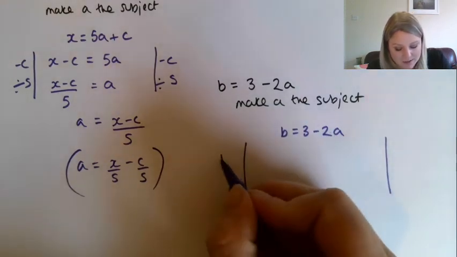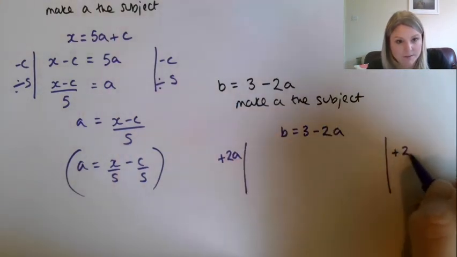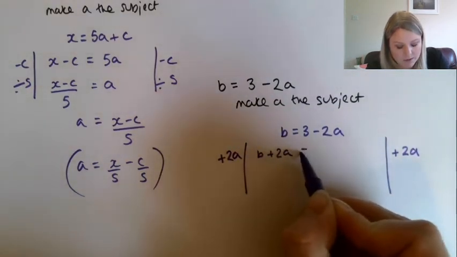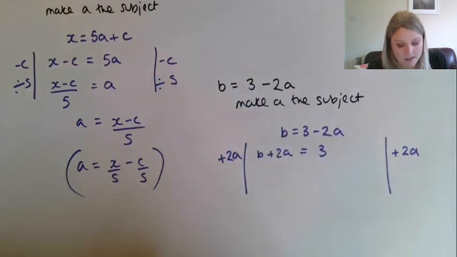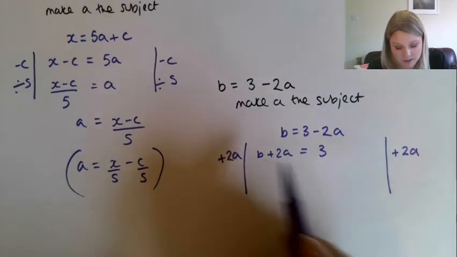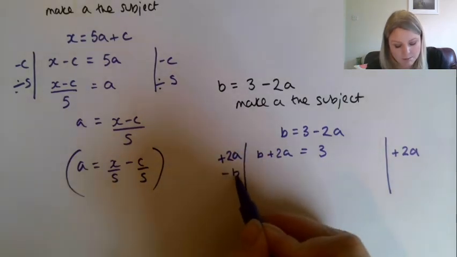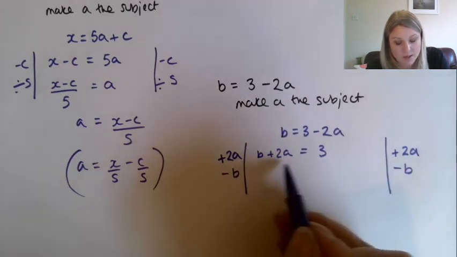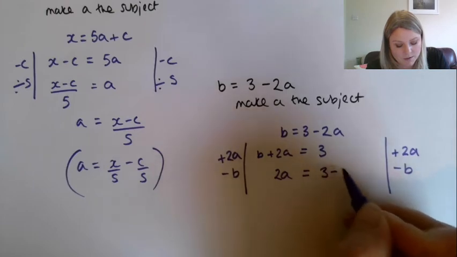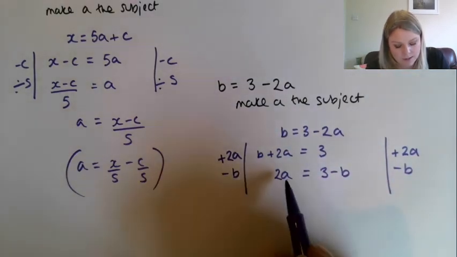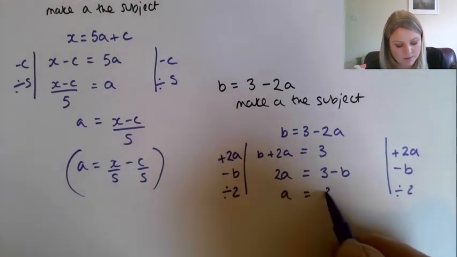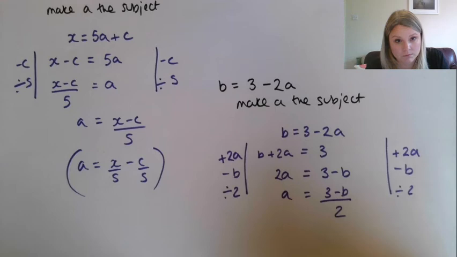So I would add 2a to both sides here, right? That's going to give me b plus 2a equals 3. Then a is getting multiplied by 2 and it's getting added to b, so we need to do the opposite of that. So we'll get rid of this b first. We need to take b away from both sides. So here I'm left with 2a, and here 3, take away b, I just write that as 3 minus b. To get a on its own, divide by 2. So a equals 3 minus b all over 2.